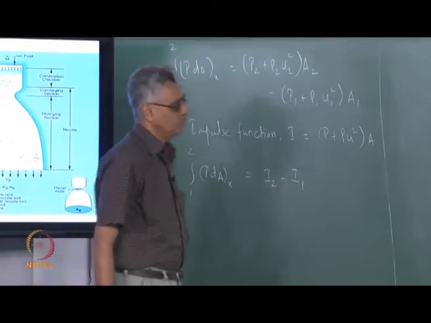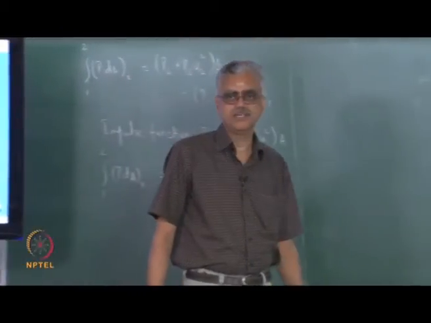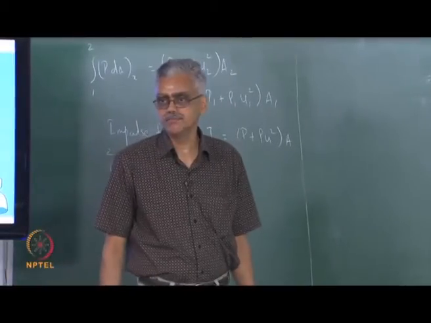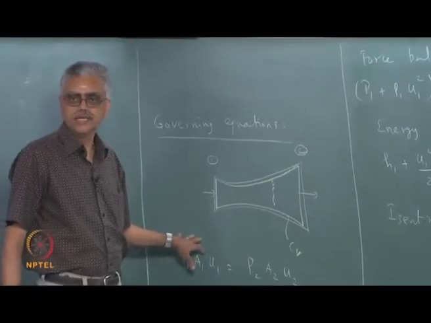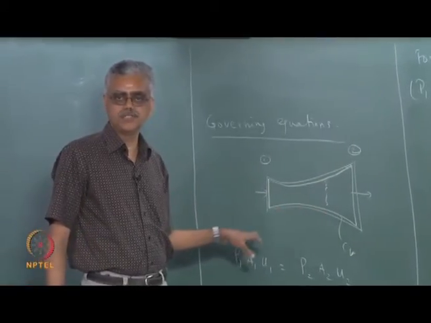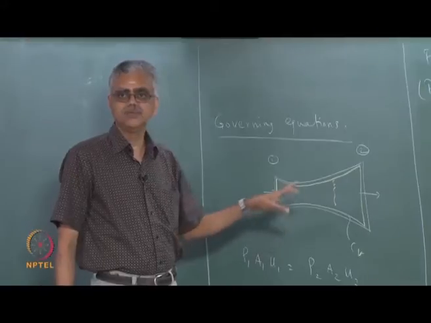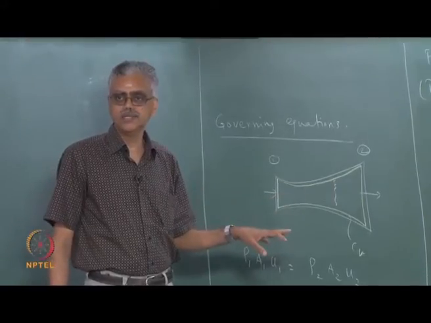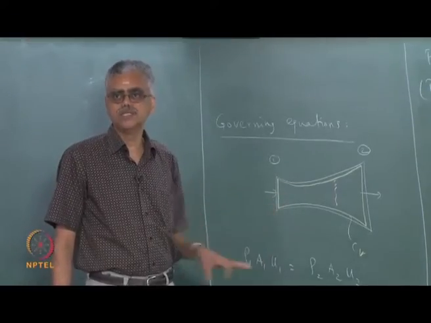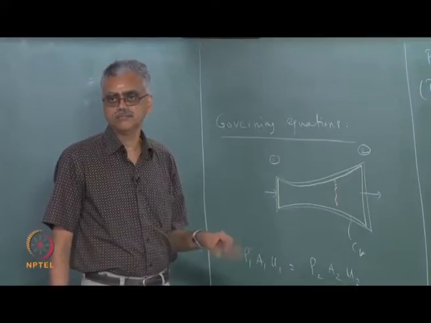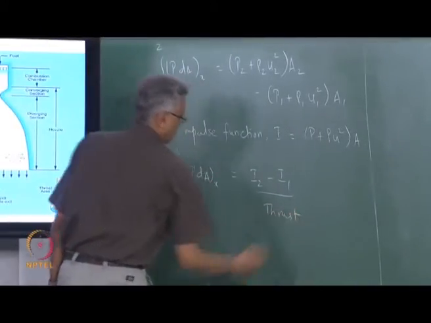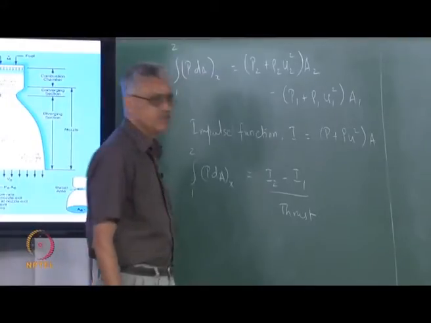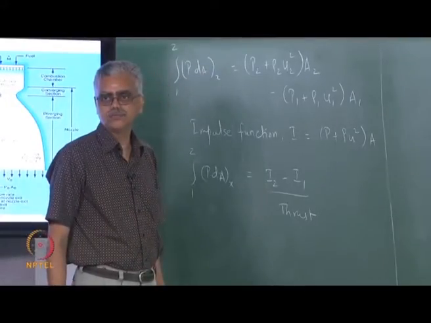Now, if you think about a propulsion application, let us say this is a rocket engine or an aircraft engine, and this is the kind of scenario that we are looking at, then the net change in the impulse function between the outlet and the inlet is nothing but the thrust that is produced by the engine, right. So, I can identify the thrust produced by the engine as being the difference in the impulse function between the outlet and the inlet.